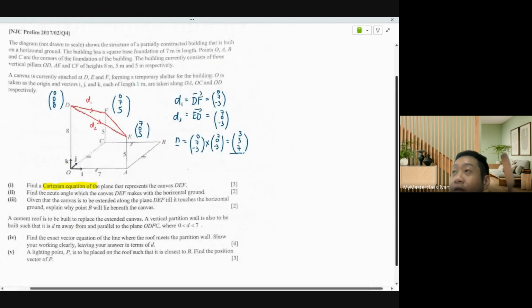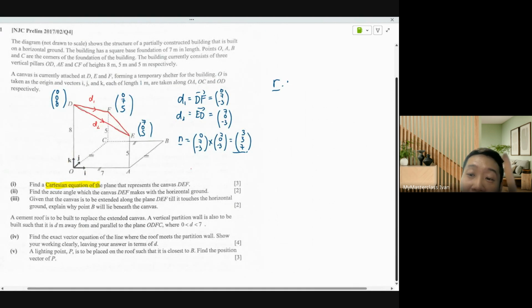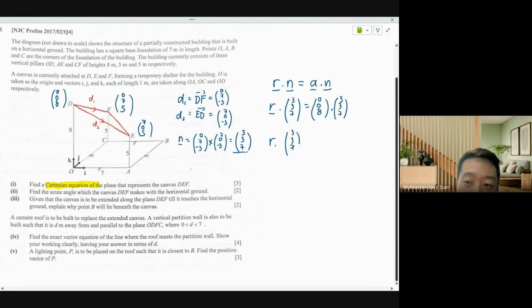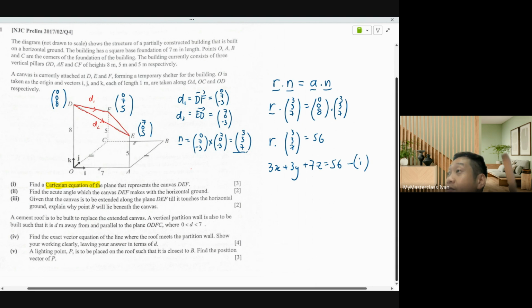Now, it's always what form? R dot n. So this is the thing you write down yourself. R dot n equals to what? A dot n. Okay, R dot n is equal to A dot n. So it's R dot, what's the n? 337. What does A mean? Any point on DEF. Understand or not? So you can just use D, E or F. So just use 008. Dot, again, n, 337. Okay, so R dot 337 is equal to 56. 3x plus 3y, because R means x, y, z, plus 7z equals 56. And that is the Cartesian equation that the question wants.